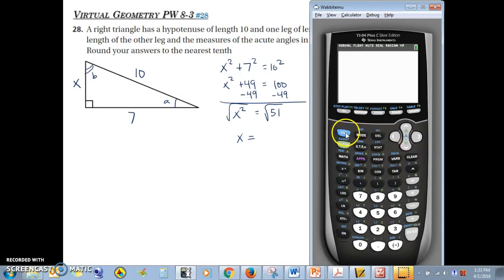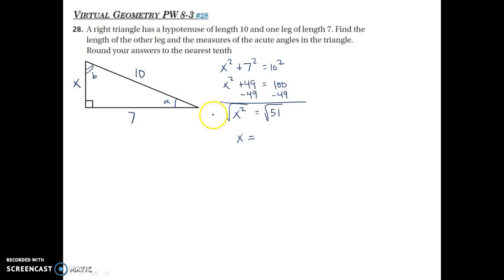I'm going to use this fancy calculator to get an approximate answer for the square root of 51. 7.1414 and so on, which is going to be rounded to the nearest tenth, 7.1. And that means I should be using the squiggly approximately equal to. So this is approximately 7.1. Now I need to find these angles.